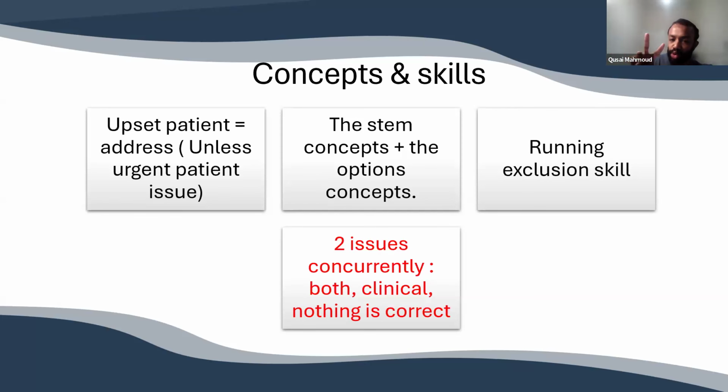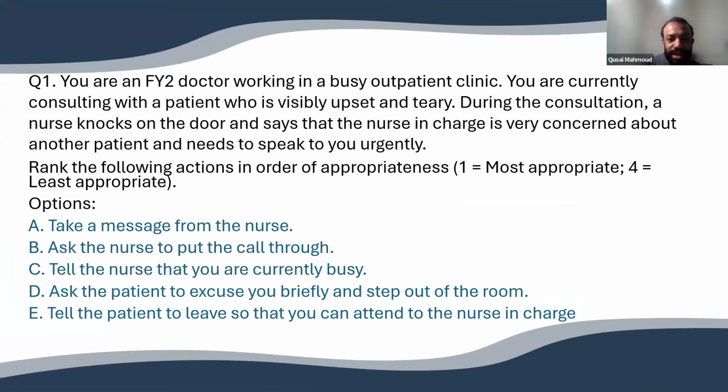You will have two concurrent issues, running side by side. Let's go back. Here I have immediate patient safety potentially, plus the patient is very upset. So I'm under pressure. I have to address two major issues: a clinical issue, which is potentially very urgent, and a social or dignity or empathy issue for the patient in front of me. So what should my approach be?